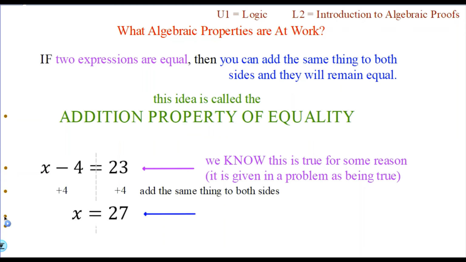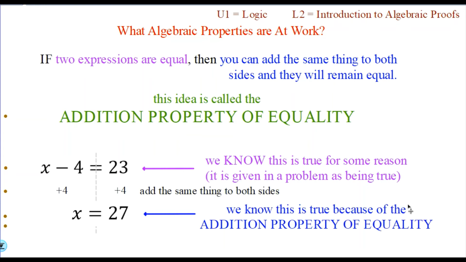And if we do that, guess what? We get things that are still true. On the left-hand side, we'll get x, because if we subtract 4 and add 4, that's the same thing as doing nothing. If we add 4 to this side, we get 27. So x equals 27. And we know that's true because the addition property of equality says it must be true, because this is a true conditional statement up here. It's completely valid. So that's how these properties work.